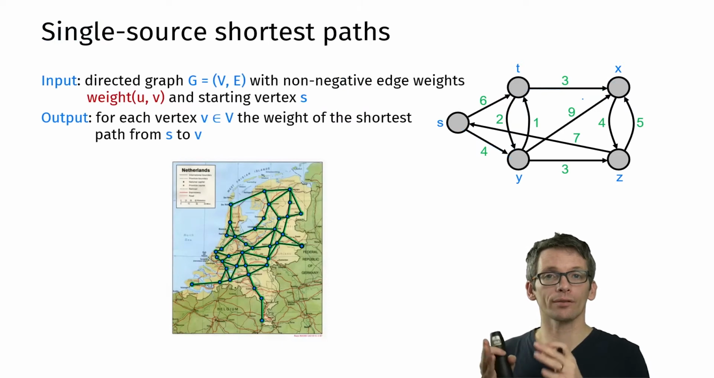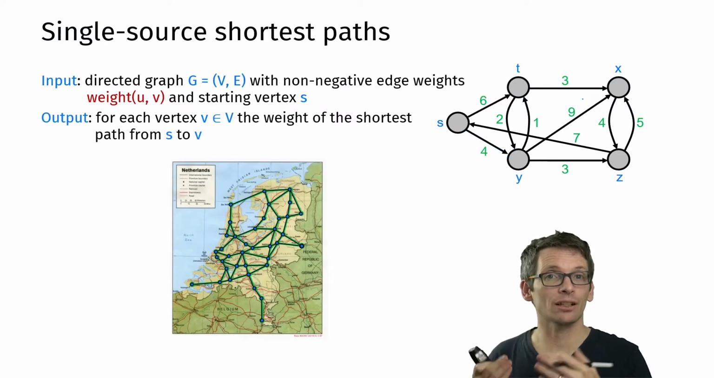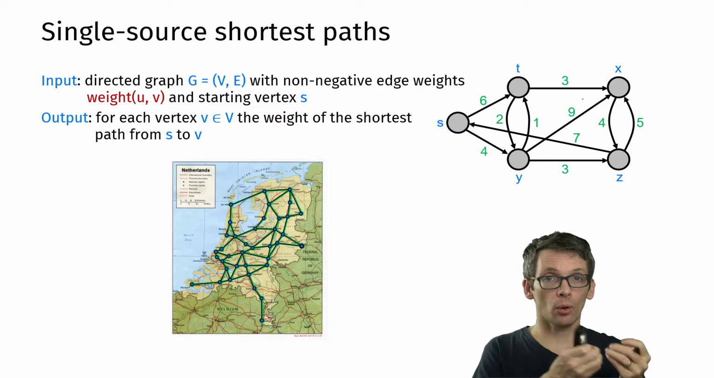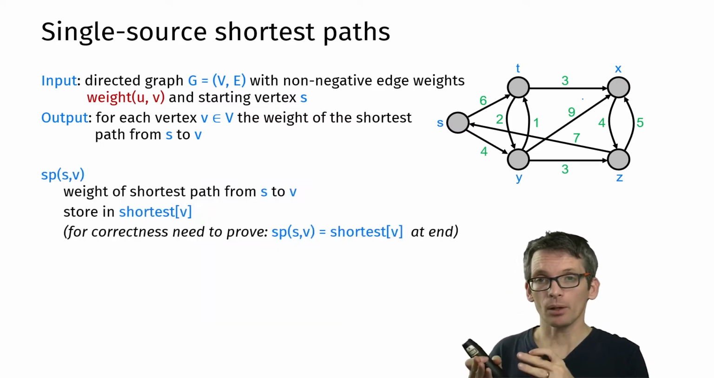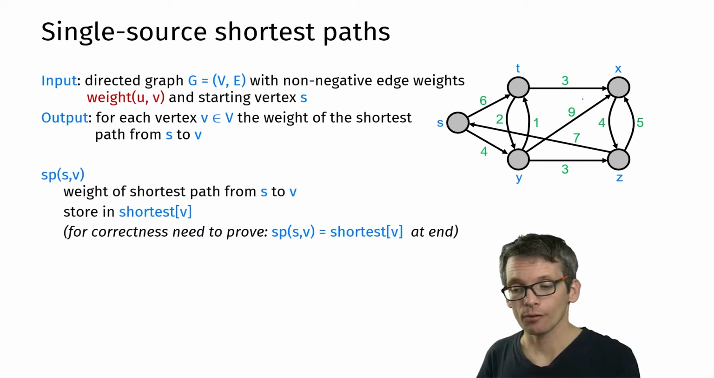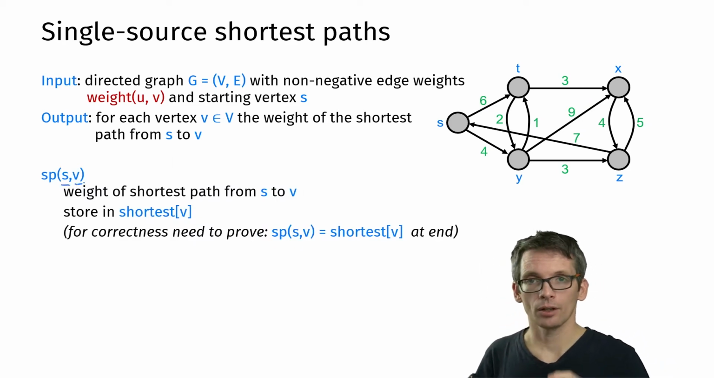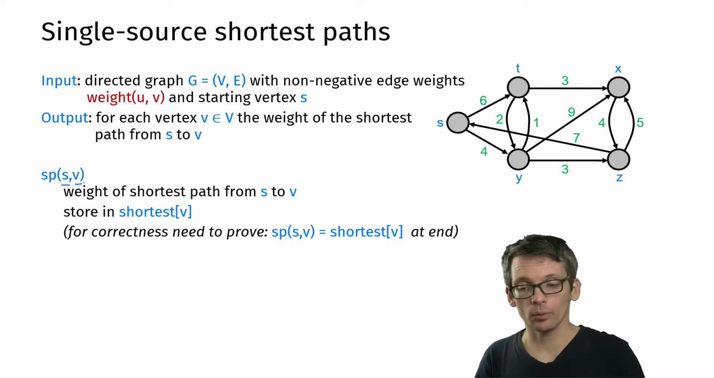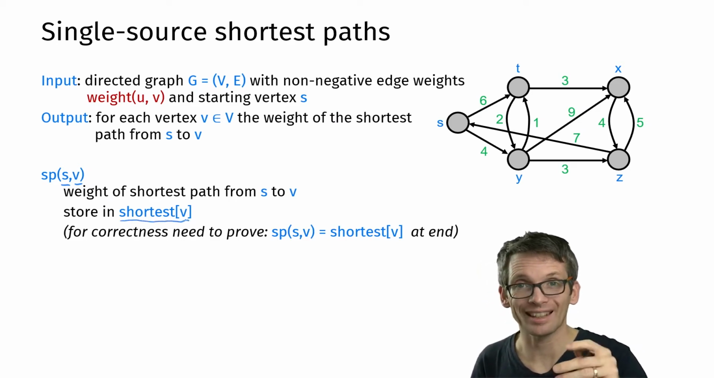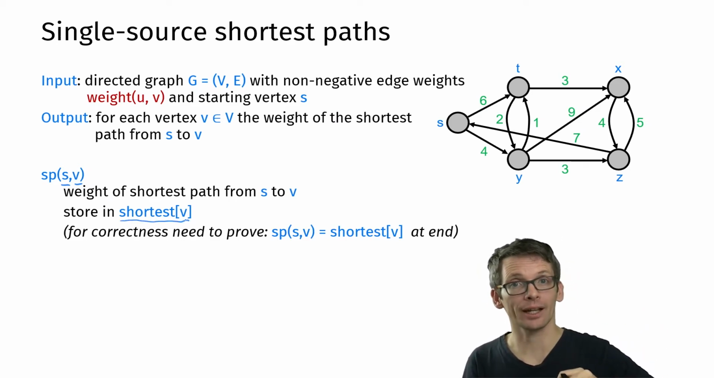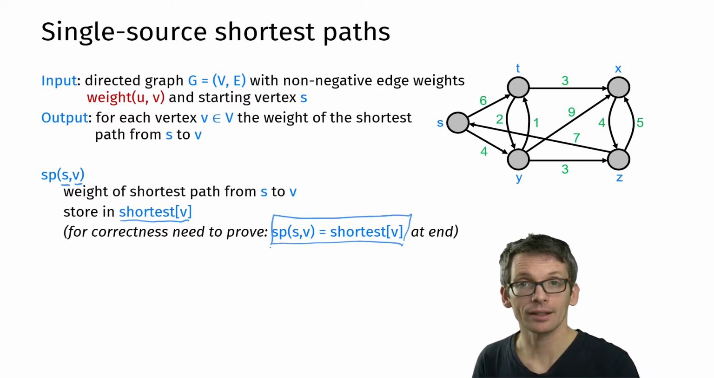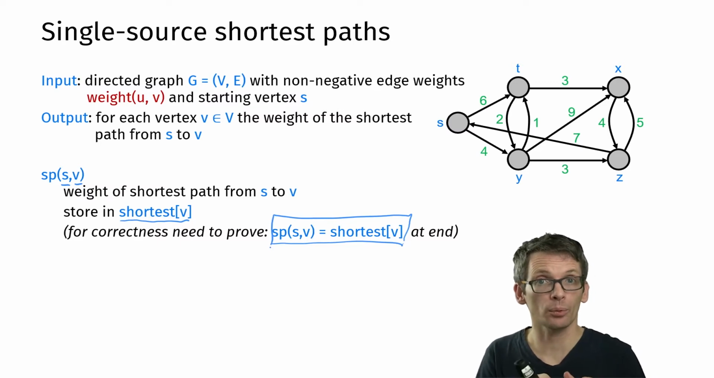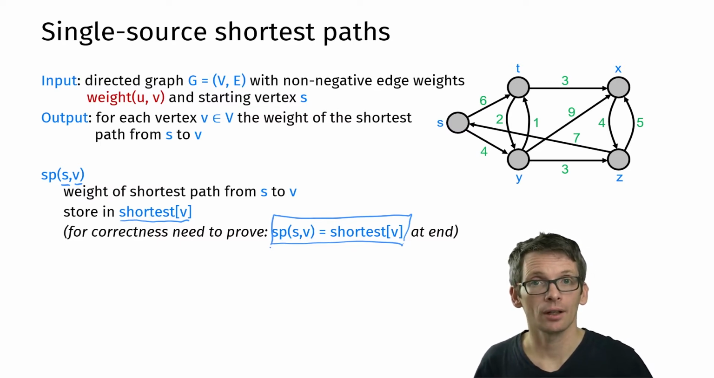So we want to solve the single source shortest path problem, and we're going to see an algorithm for that. For that, let's introduce some extra terminology. SP will be the shortest path distance from S to V, so the weight of the shortest path from S to V. And we're going to store that. In the algorithm, it will be stored as shortest[V]. So at the end of the algorithm, shortest[V] should contain the shortest path distance from S to V. But that is something we will want to prove once we've seen the algorithm, that that's indeed the case.